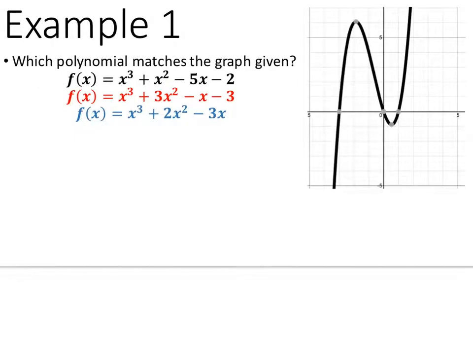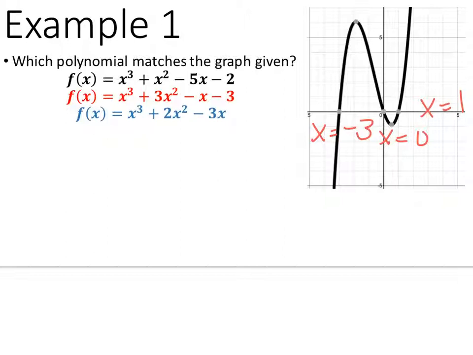I only have one example for you. So I want to know which of these three polynomials, the black one, the red one, or the blue one, matches this graph. So I want to point out first that this graph has x-intercepts at x equals 1, at x equals 0, and at x equals -3. So one of these three polynomials has those three x-intercepts.